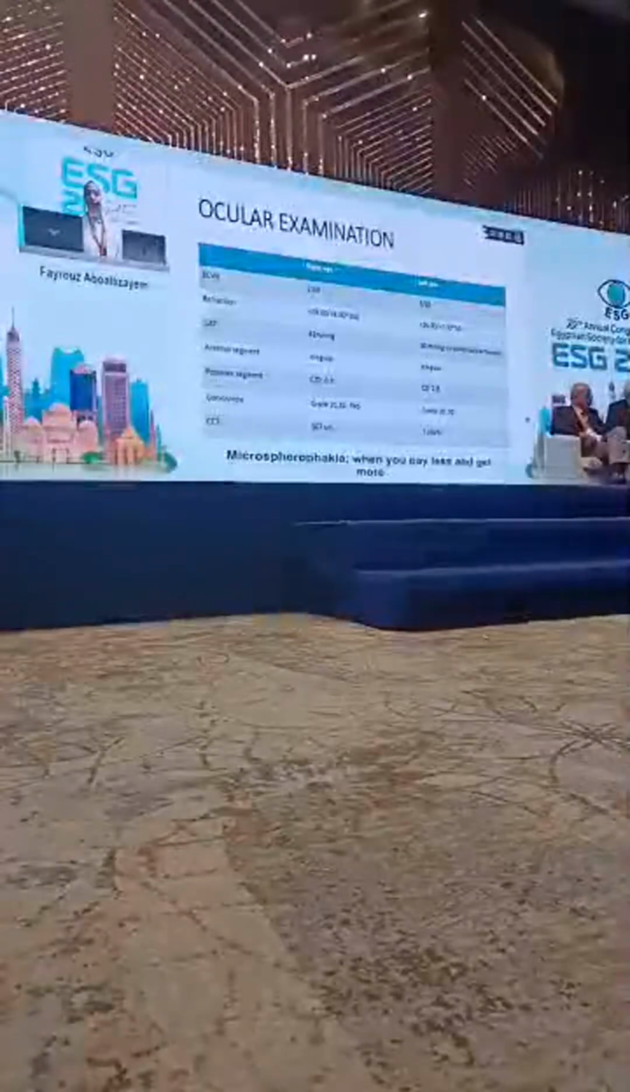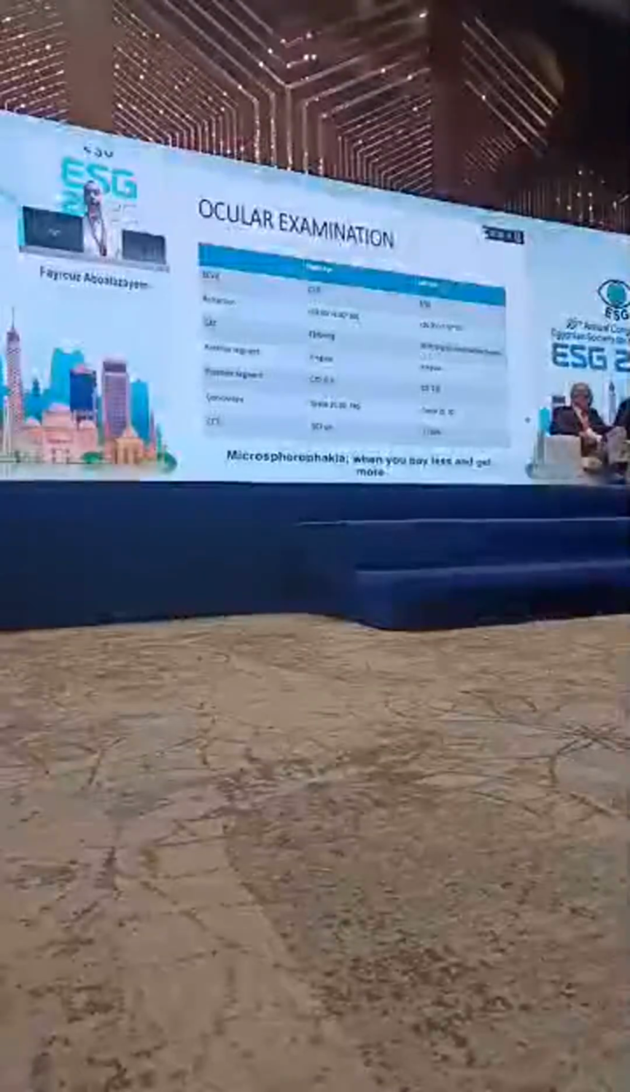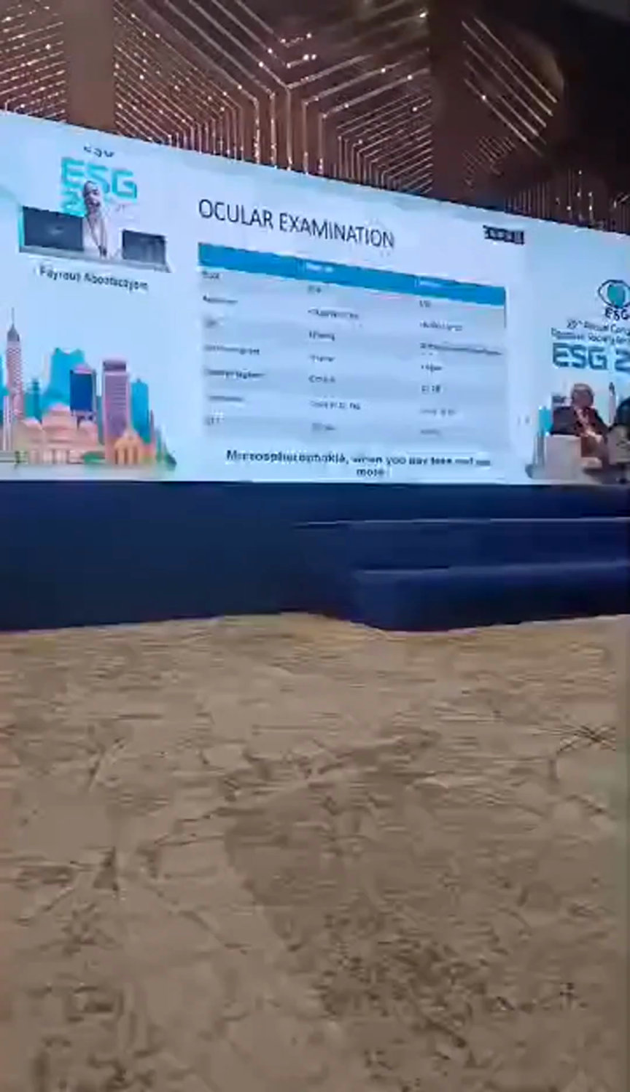Ocular examination showed that the patient had a best corrected visual acuity of 2/60 in the right eye and 3/60 in the left eye, with strange refraction of plus 18 with high cylinder, and plus 16 in the left eye. His intraocular pressure was 42 millimeters of mercury, and 30 in the left eye, on combination therapy.